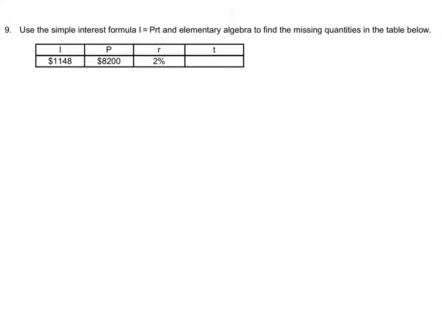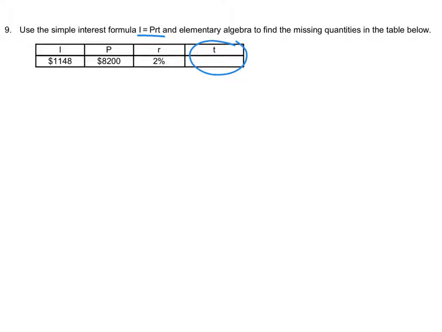Use the simple interest formula I equals PRT and elementary algebra to find the missing quantities in the table below. Here I have a table that gives me the value for I, P, and R. I need to find the value for T. So I'm going to substitute what I'm given into the formula I equals PRT and solve for T.